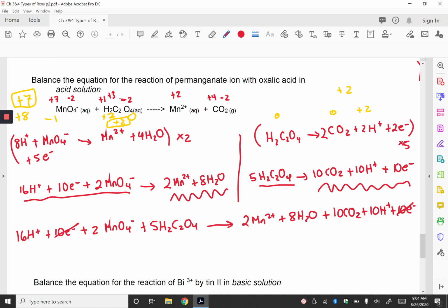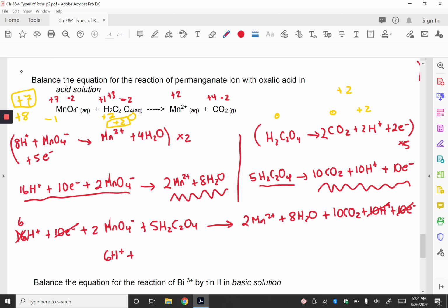Do you see anything else that's the same? Sometimes you won't, sometimes you will. In this case, I see some H pluses on both sides. So I see 16 on this side and I see 10 on this side, so I can cancel out 10 of them with 10 of these, and so I'd have 6 left over. I don't see anything else, so I'll rewrite it.